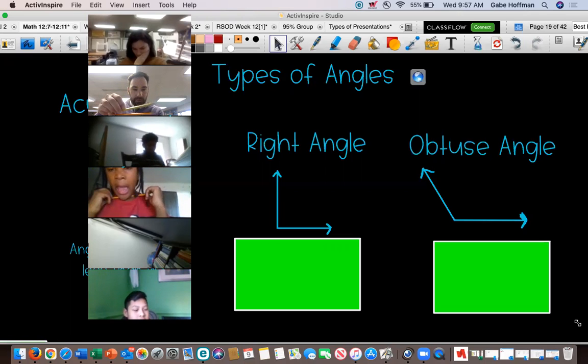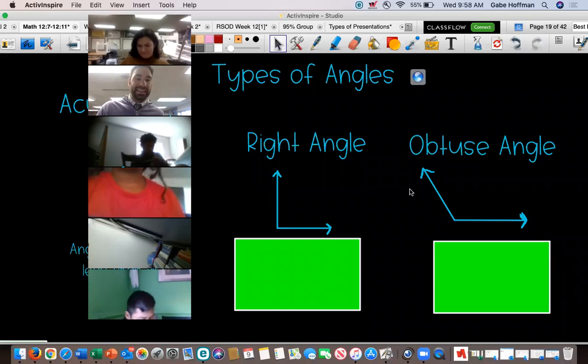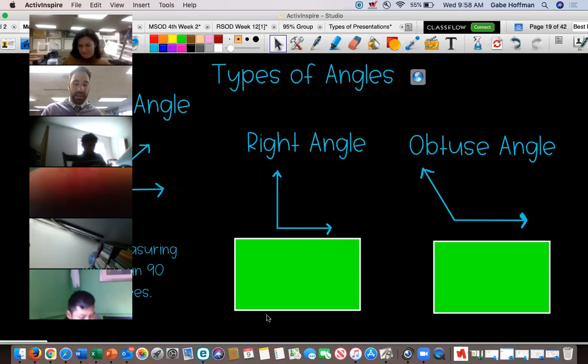So it could be anywhere from here to here to here to here, acute, acute, acute, all the way until it's 90 degrees, and that's a right angle, okay? So anything less than 90 is acute, it's small, okay? A 90 degree angle makes a perfect square and is called a right angle.